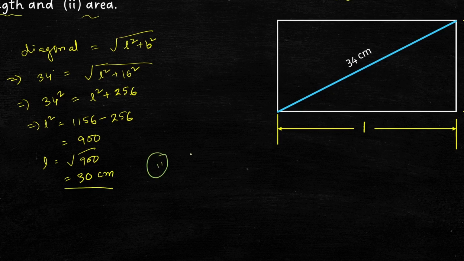Number 2, we have to find the area of the rectangle. So area is equal to L into B. Length is 30 centimeter multiplied by 16 centimeter, and that is equal to 480 centimeters square.